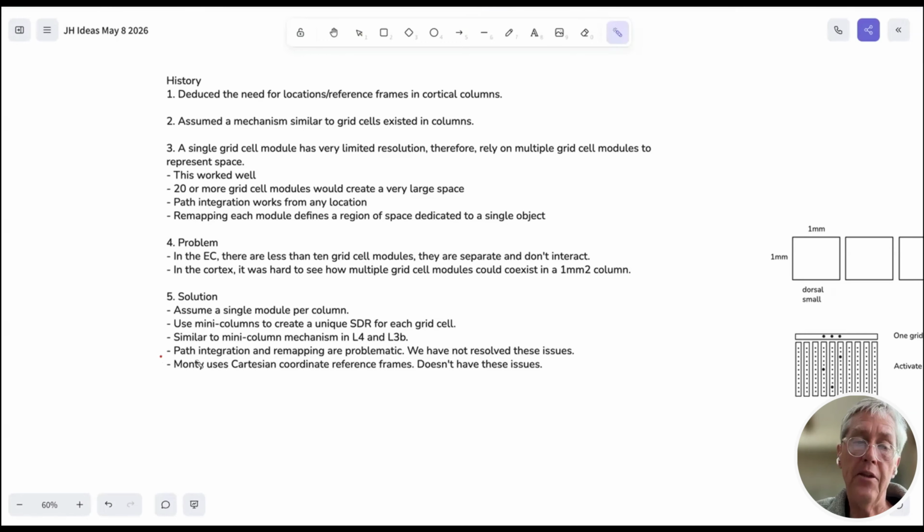There were problems with this. Path integration and remapping were problematic. I'd have to somehow do this at the cellular level, and I had no idea how to do that. And so we didn't resolve these issues. I've talked about them in the past with possible solutions and so on. Monty doesn't have this problem because Monty uses Cartesian coordinate reference frames. So just a picture of what that looks like here.